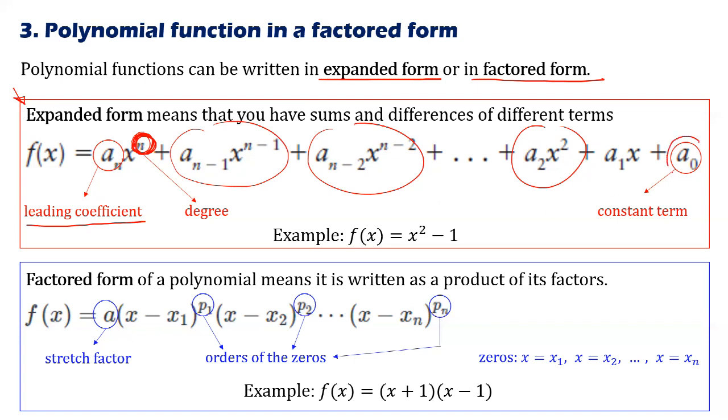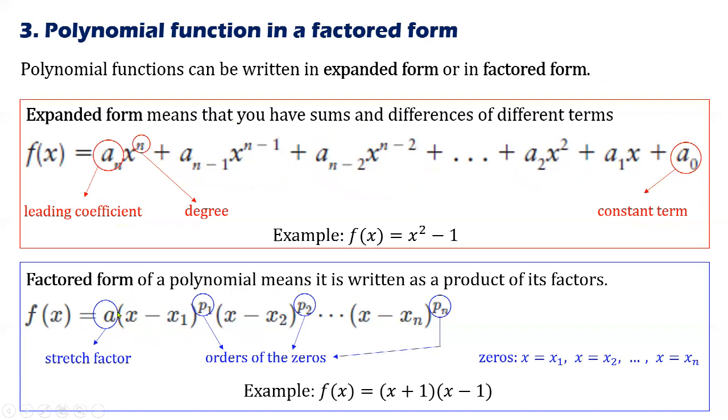And the last term here with no variable x is called the constant term, right? For example, f(x) = x² - 1. This polynomial is in an expanded form. On the other hand, factored form of a polynomial means it is written as a product of its factors. So these are called factors, right? Not terms, but factors this time.